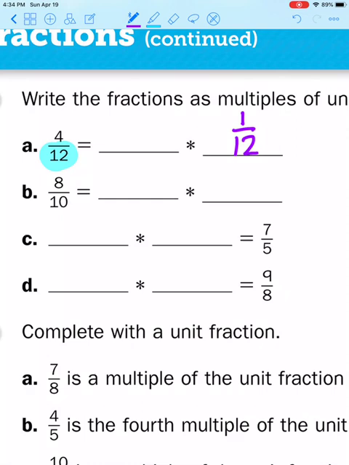So what times 1/12 would give me 4 12ths? Well, I know 4 times 1 is 4. So this answer is 4 times 1/12 would give me 4 12ths, because 4 12ths is the 4th multiple of 1/12.